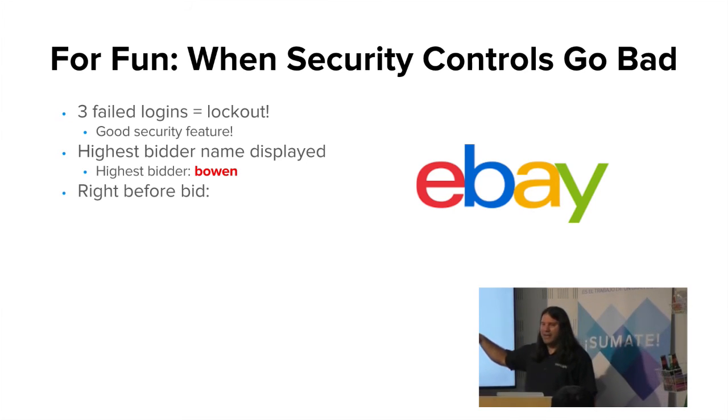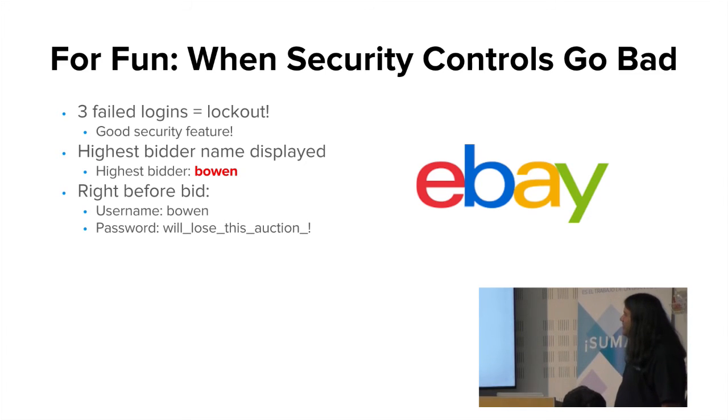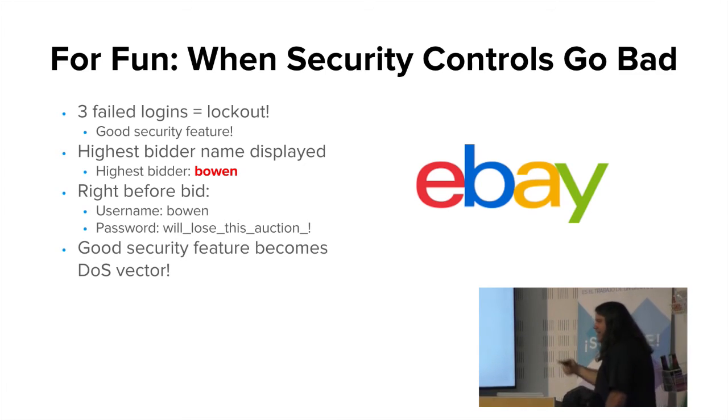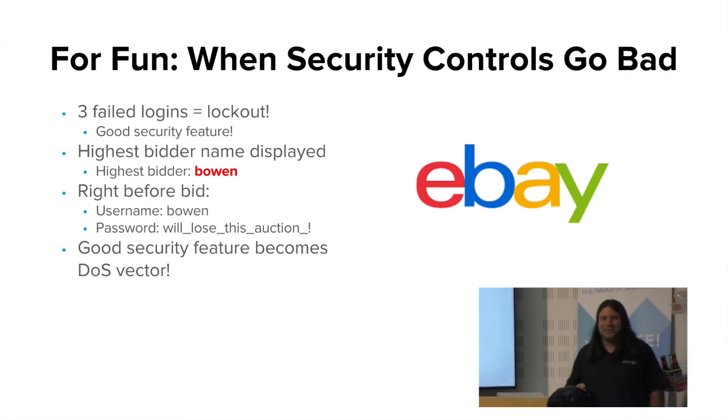So if I'm a person competing against B. Owen and I really want that item, right before the bid, I'm going to go log in as B. Owen with, we'll lose this auction, or something, and I'll do that 3 times in a row. Now that person gets locked out, and they cannot win against me in the bid. So that's a great security feature that got turned into a denial of service vector. So, just a kind of different, interesting way to look at a security feature.